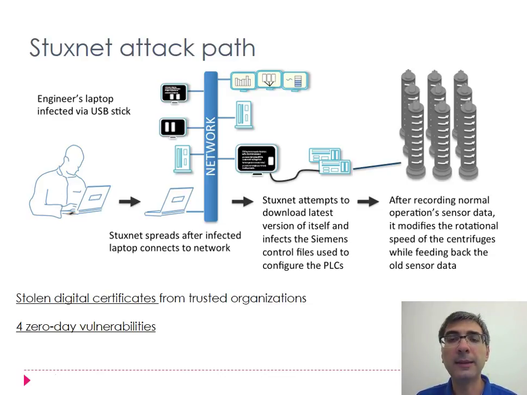It also targeted the control files, the software used to configure the PLCs. Then, like the earlier variant of Stuxnet, it would record the normal operation sensor data. It would modify the rotational speed, affecting the rotors, requesting a change in the speeds of the centrifuges, and at the same time feeding back to the HMI, to the human operators, the old sensor data.